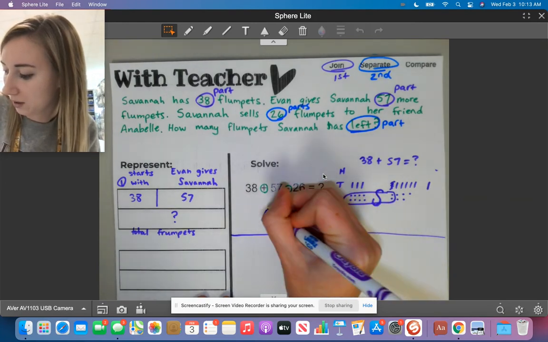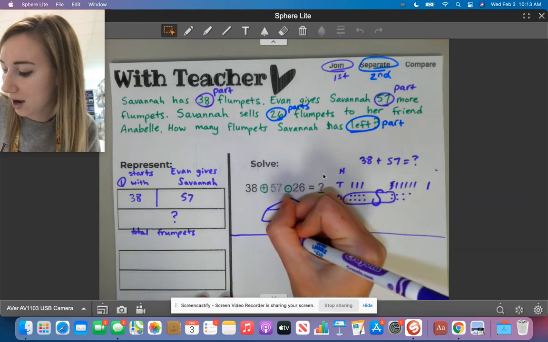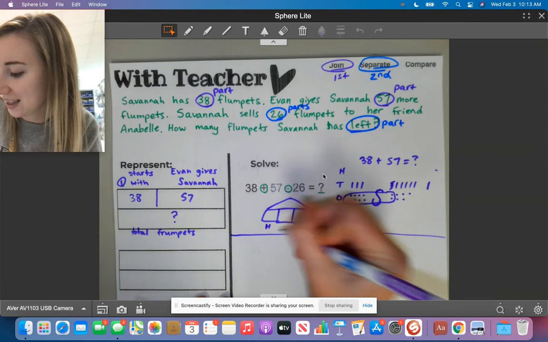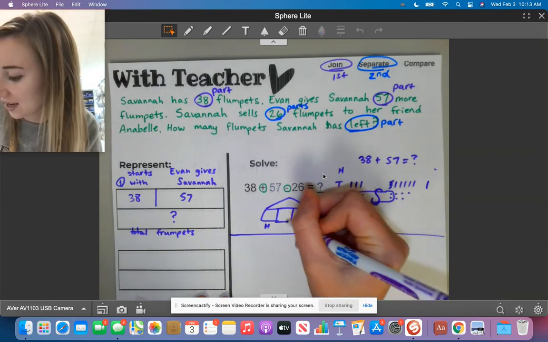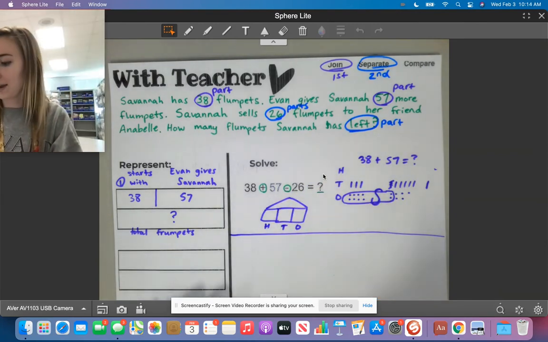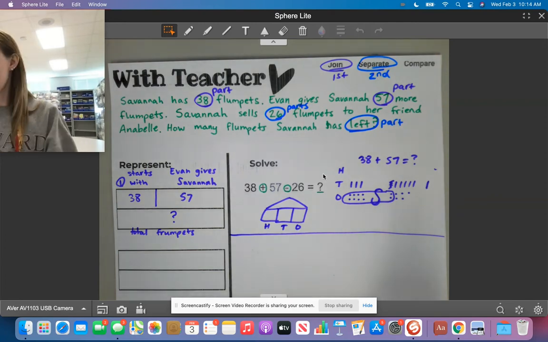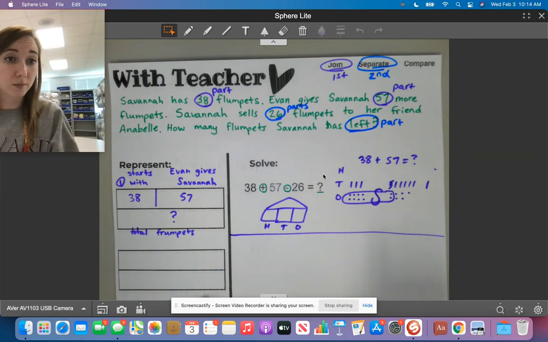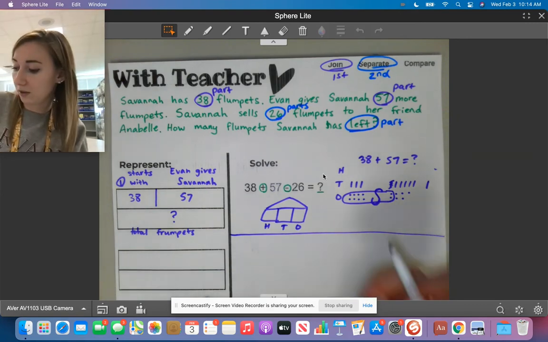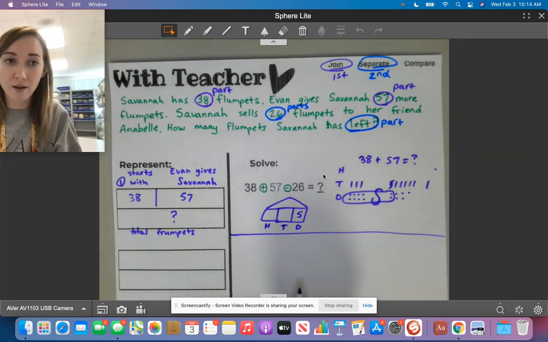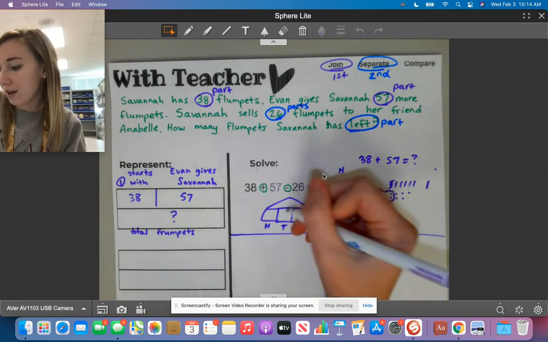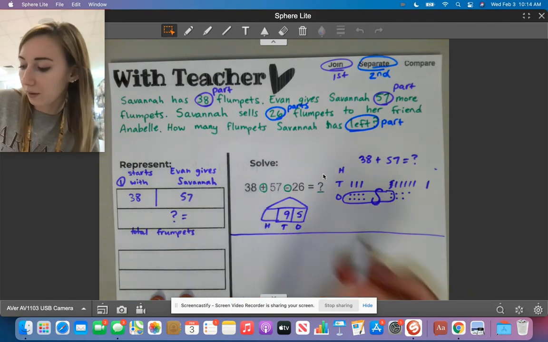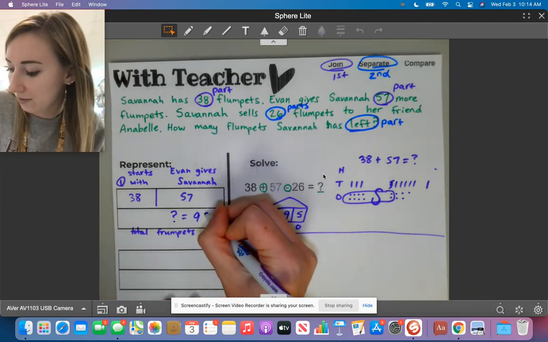Okay, so there's my little place value house. I have my ones over here, right? Say no, Miss Sigler, those are the hundreds. And these are the tens, and these are the ones, okay? And so here's what we're going to do. We're going to count our ones. How many ones did not get swapped? Just the 5. And how many tens do we have? We have 9 tens. So our total, the total number of frumpets in this problem is 95.